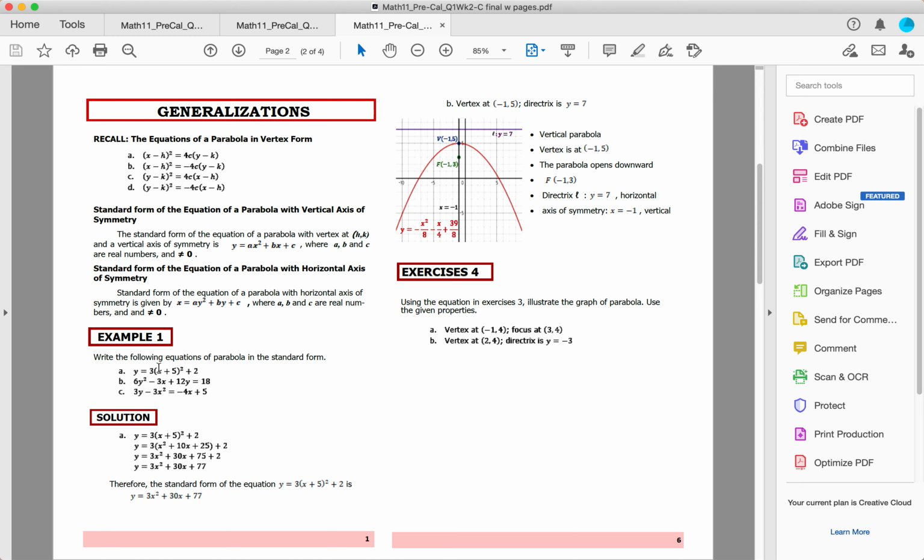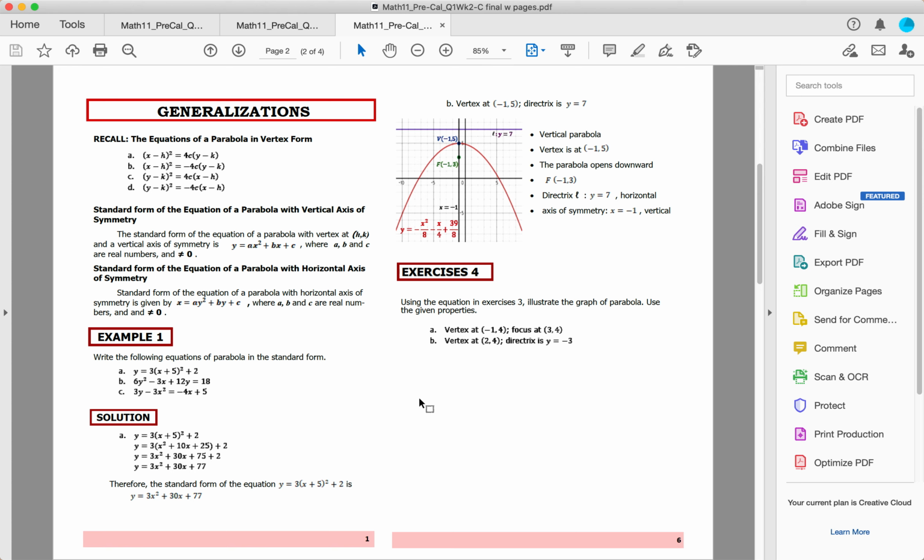Okay, so given letter A, let's rewrite this. What she wants to tell you is that you have to rewrite this in this form. So what we'll need to do is to simply expand this one because it has x plus 5 quantity squared. So simply expand this one and rewrite, combine like terms. So this is now the standard form, and this would be a different form. It's not vertex form either, right?